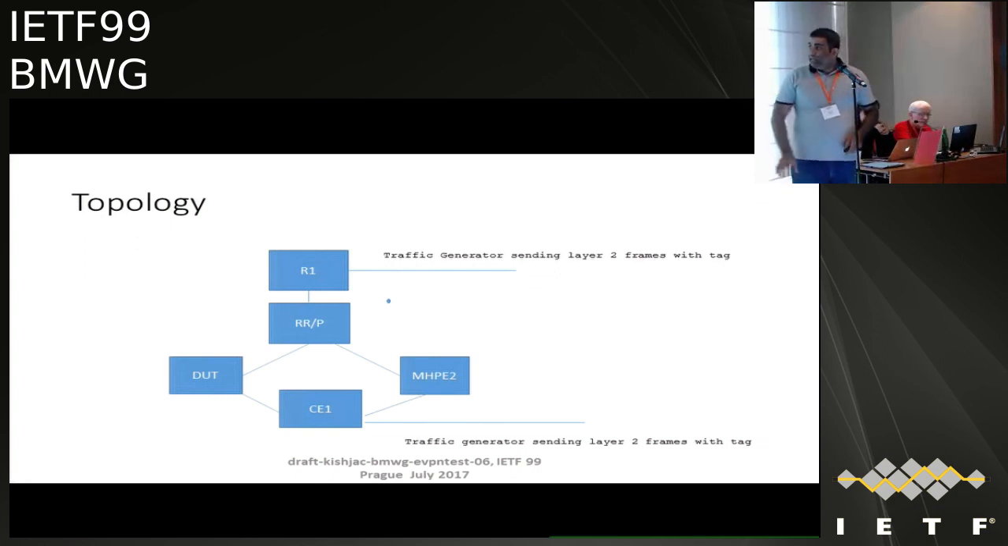This is the test setup, where the DUT is one of the multi-homed PEs. This is a typical EVPN deployed scenario. It will be active-active, because that is the most deployed scenario, where both routers will be forwarding the traffic. Unlike in VPLS, where one will be active and one will be standby, so the load balancing will not happen from the remote routers. But here, aliasing is one of the key features.